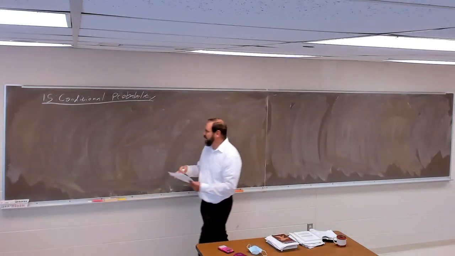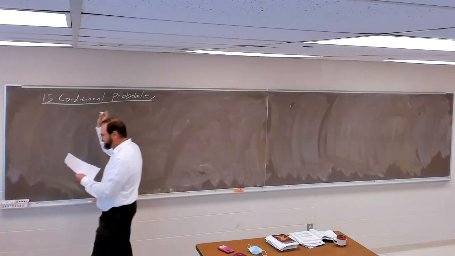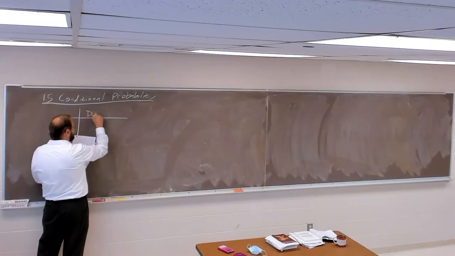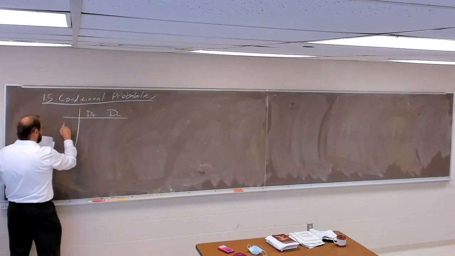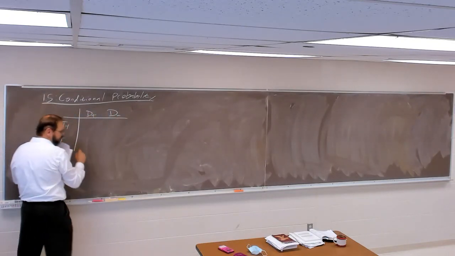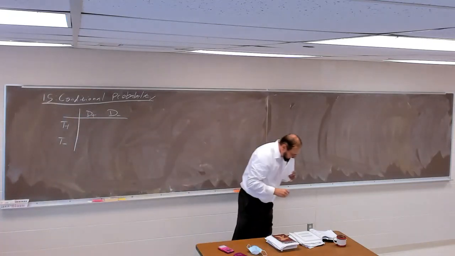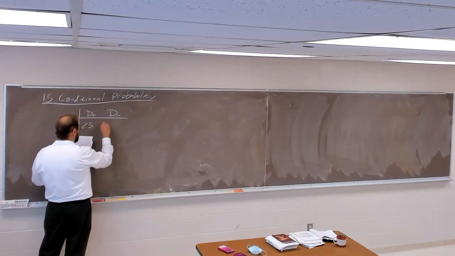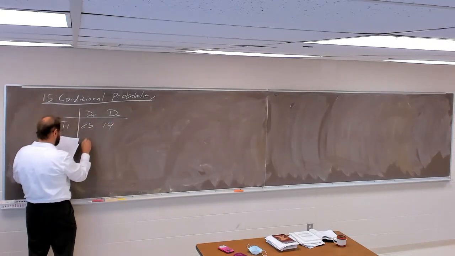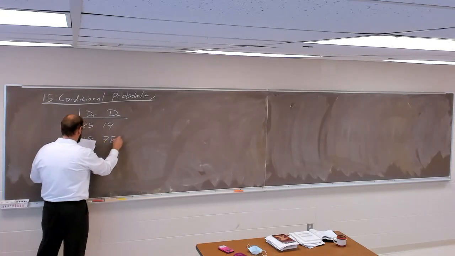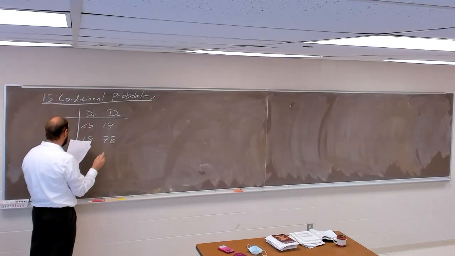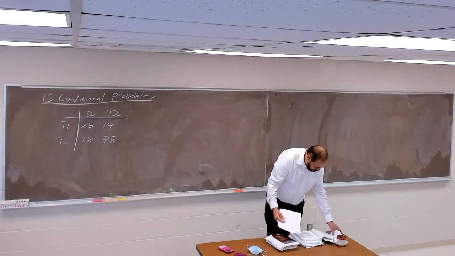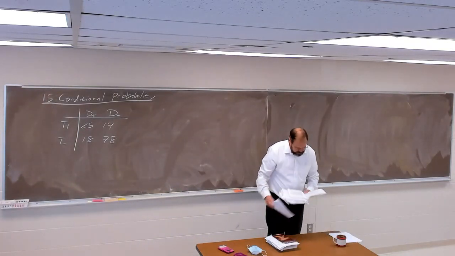So let me give you a table, so conditional probability. I'm going to use the example out of the book. It's a good table. So D plus and D minus, T plus, T minus. If you have your book, this is on page 16. If you don't, no problem. 25, 14, 18, and 78. Okay. So there's a table for us, and let's look at context.